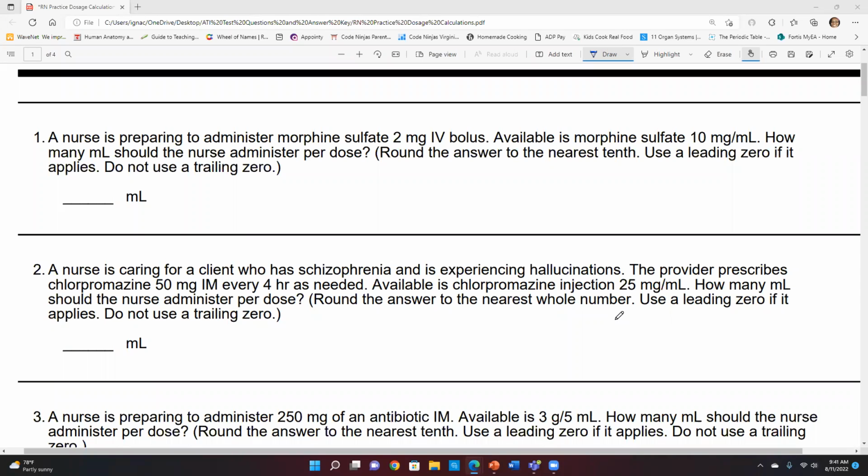Okay, so hopefully you have been able to set this up. Let's write the formula in case you're going to be using the formula. So that's D over H times V, and that's going to be equal to the medication that we need to give. So if you choose to use the formula, we can set it up and work it that way.